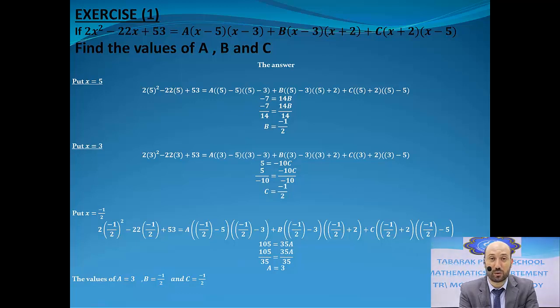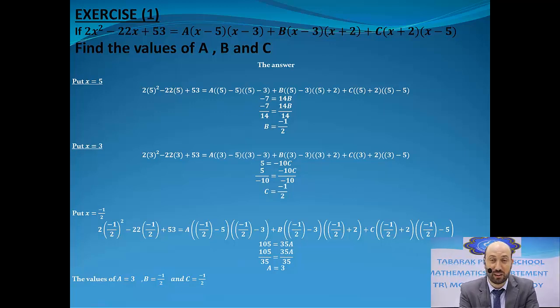And for the right side, we have a times (5 minus 5)(5 minus 3). We cancel a because we get 0. And we have b times (5 minus 3)(5 plus 2). We will not cancel it because we don't have any 0 here. And we have c times (5 plus 2)(5 minus 5). We cancel c because we have 5 minus 5.